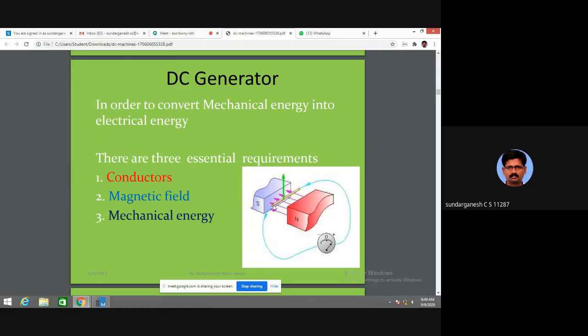So north pole, south pole. These are stationary parts, the stator. The magnetic lines are flowing. This conductor is the rotor. It is rotated by the prime mover mechanically. When it rotates, it will cut the magnetic lines of force, the flux. Due to this, an EMF is induced in the coil. That EMF is taken out as the generator voltage.